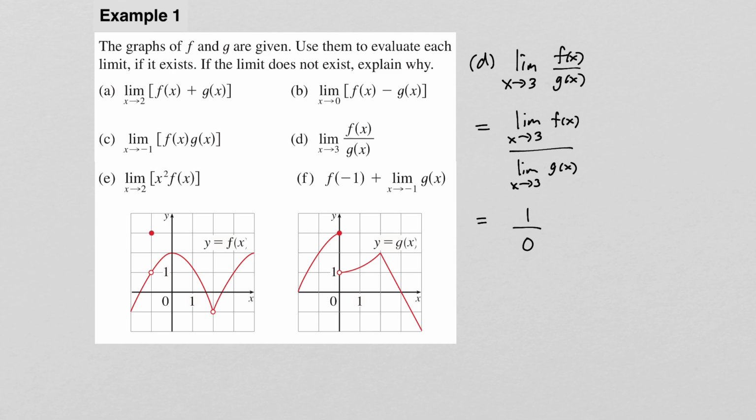Okay, so we have a problem, right? Because we cannot divide by 0. So in this case, we actually can't use this limit law, because since the limit in the denominator is 0, the overall limit here, we have to say, does not exist.